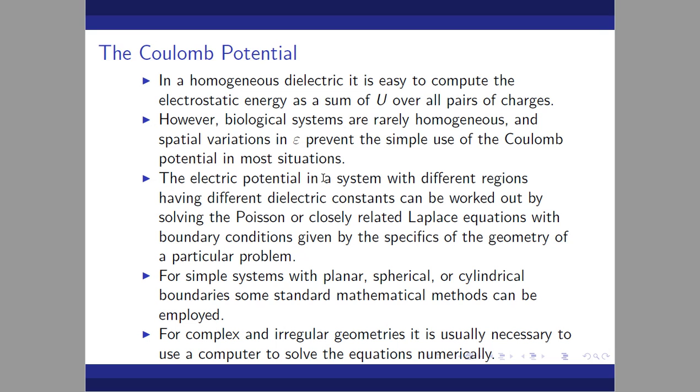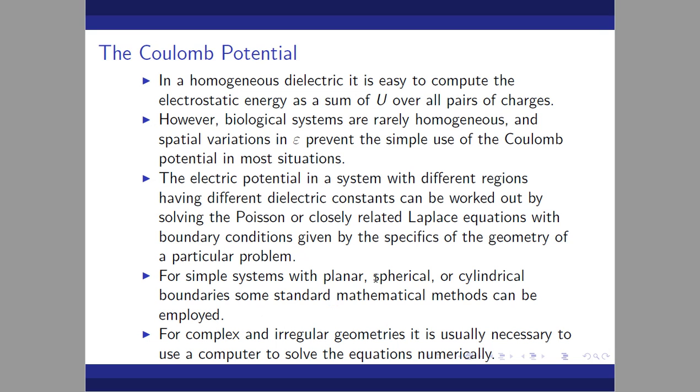The electric potential in a system with different regions having different electric constants can be worked out by solving the Poisson or the closely related Laplace equation, in our PDA, probability and data analysis, with boundary conditions given by the specifics of the geometry of a particular problem. So we can use that equation. For a simple system with planar, spherical or cylindrical boundaries, some standard mathematical methods can be employed. This one is just our math methods and advanced math methods.